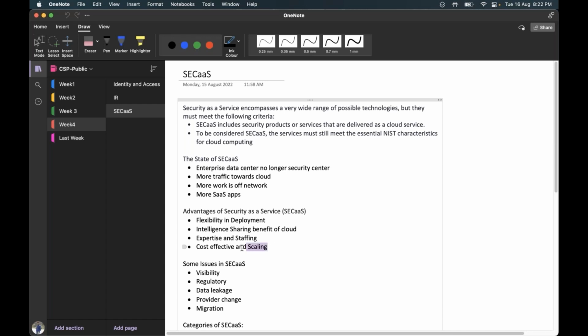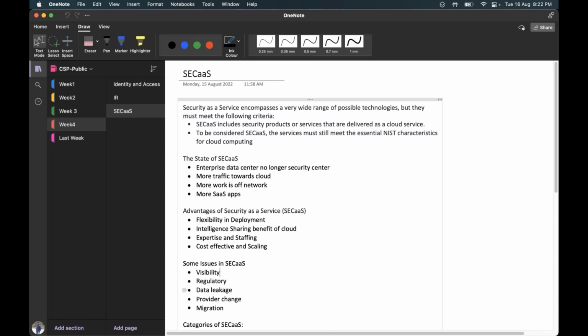And finally, when it comes to cost and scaling, the cloud model provides the consumer with a pay as you go or pay as you grow model, which also helps organizations focus on their core business, what they require. But all things are not roses and gold in security as a service. There are some issues as well.